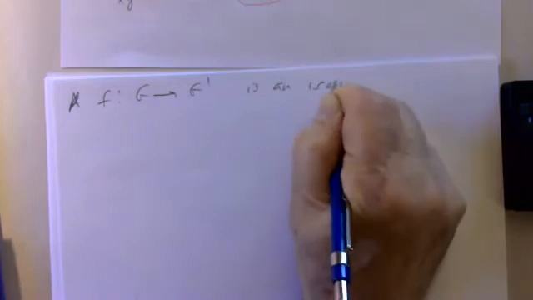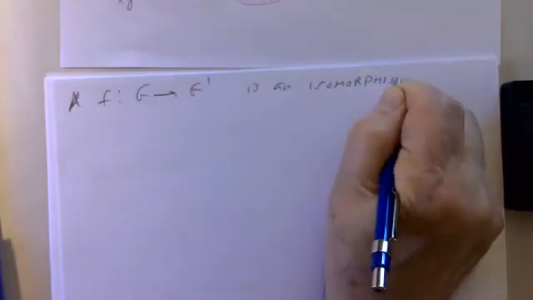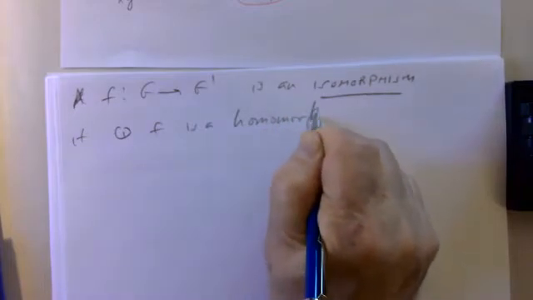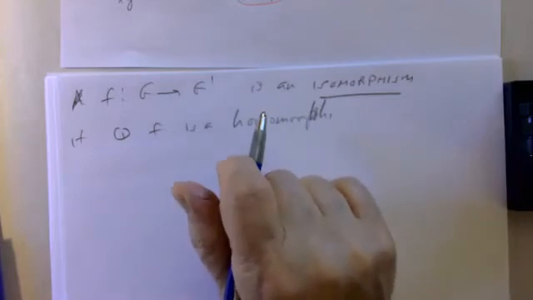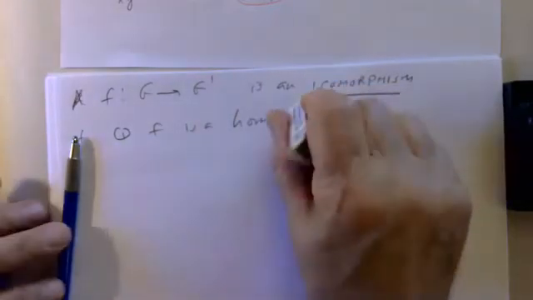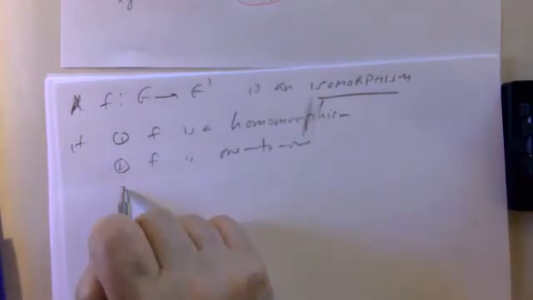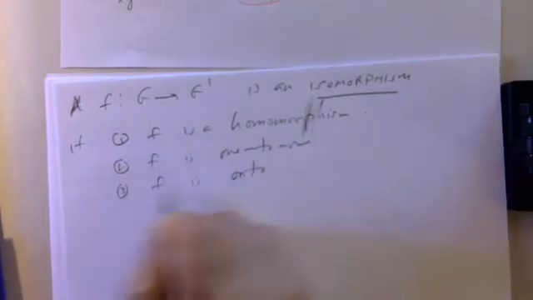So that's what a homomorphism is. A function f from G to G prime is an isomorphism if, first, f is a homomorphism, second, f is 1 to 1, and third, f is onto.